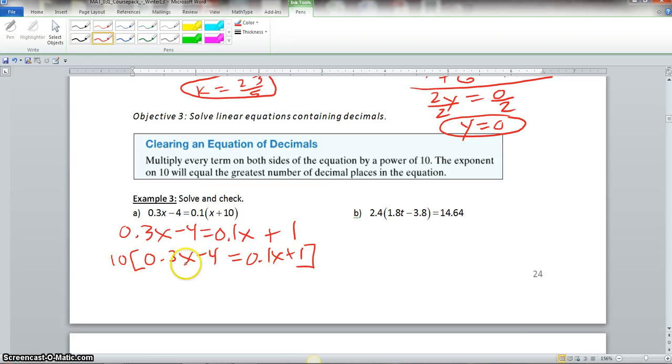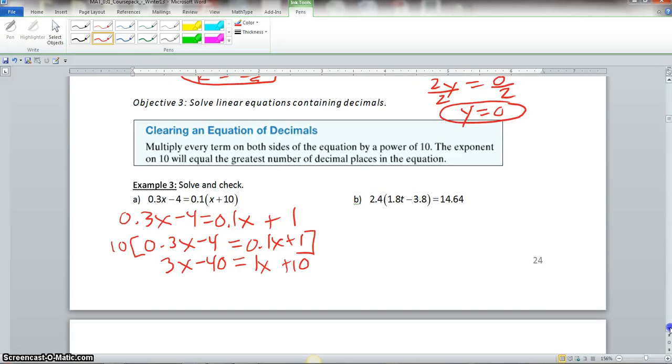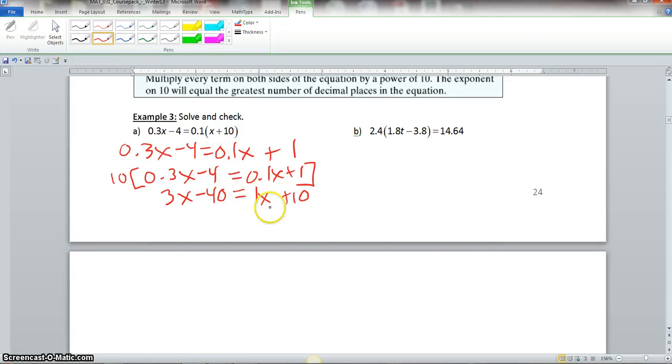So 10 times 0.3x is 3x. 10 times a minus 4 is minus 40. 10 times 0.1x will be 1x. And 10 times 1 is 10. Now, again, we must get all the variables on one side and all the numbers on the other. So we will subtract 1x on both sides. And this will give us 2x minus 40 is equal to 10.